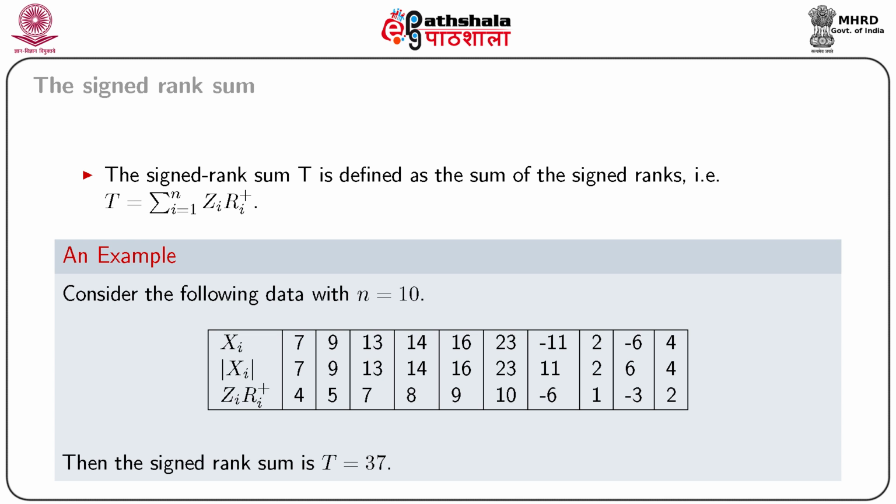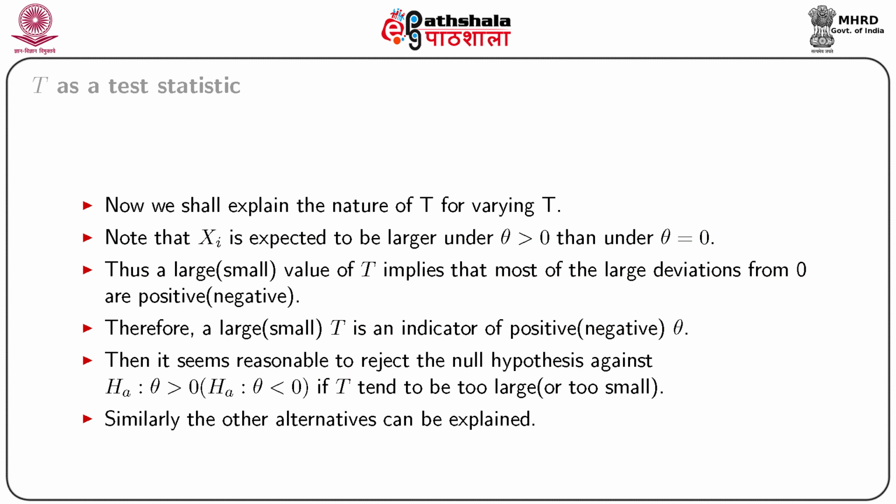It is often a matter of confusion that only positive observations are to be ranked. But this is not true. In the following example, we shall explain the difference. Consider the following data with n equal to 10 xi's given. Now, for the observation with value minus 11, rank of the absolute value is 6, but contribution of this observation to T is 0. So, we are ranking both positive and negative values, but the contribution to T of the negative value is 0.